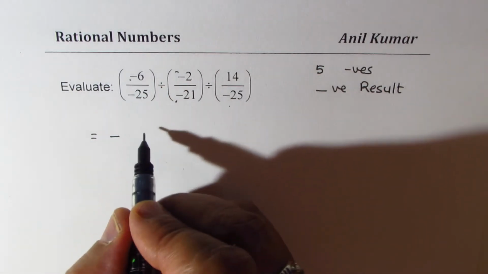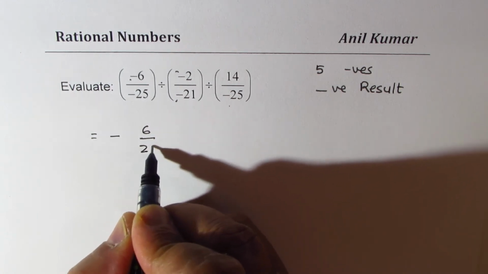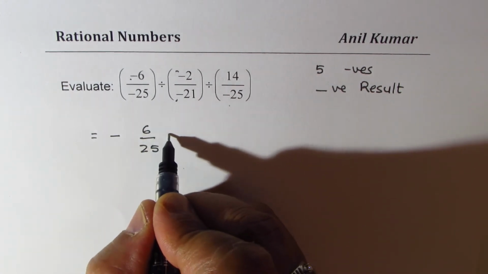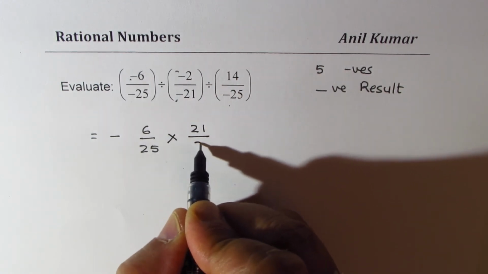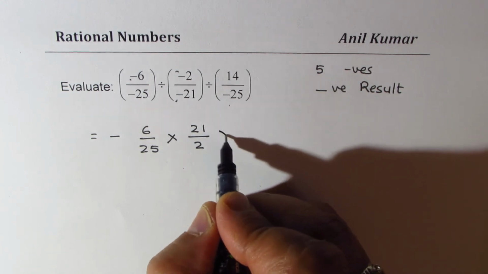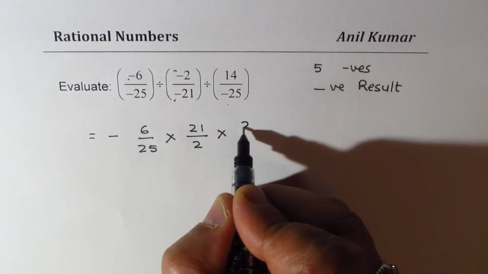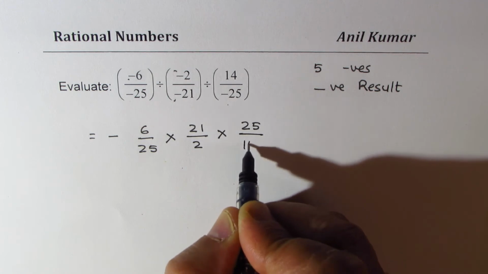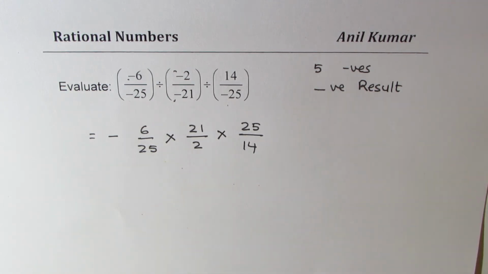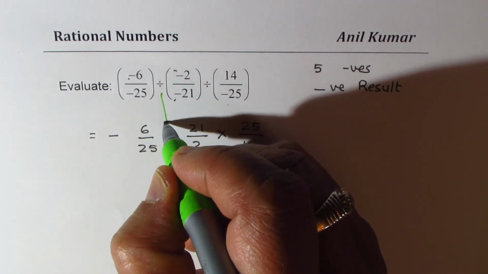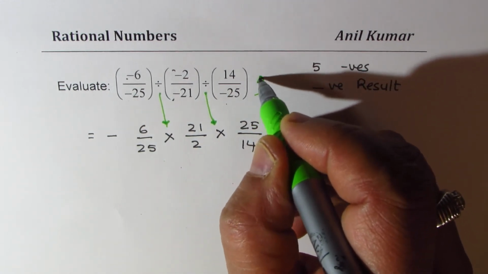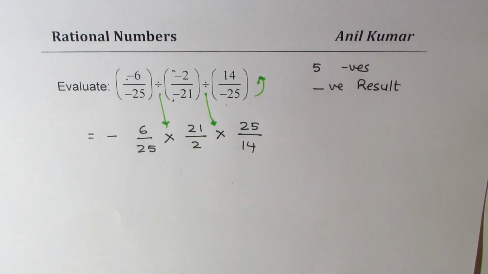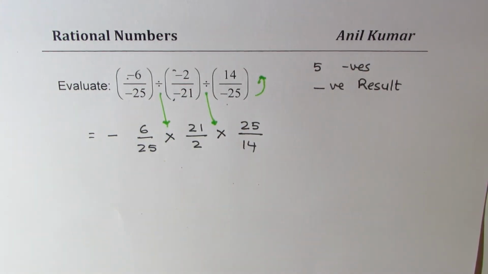And now let's copy the question. We have 6 over 25. And this division will convert to multiplication and flip it. So we get 21 over 2. Then again a division will do multiplication and flip it. So we get 25 over 14. Do you understand this? So what we did was we changed divisions to multiplication and flipped. Do you see that? We flipped them. Perfect. So that is a very, very important step.